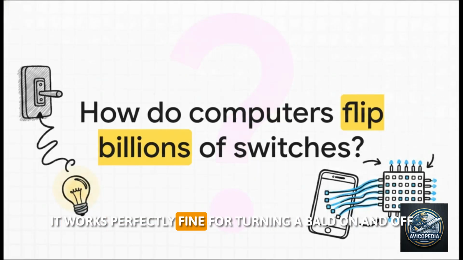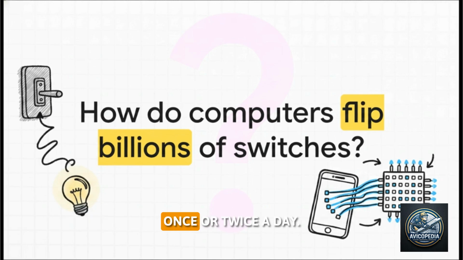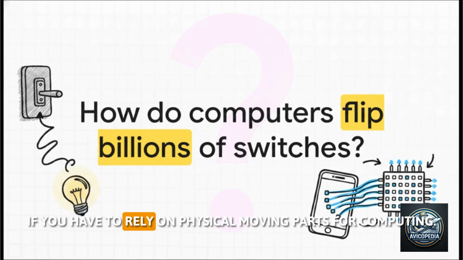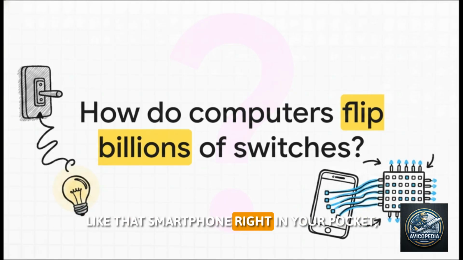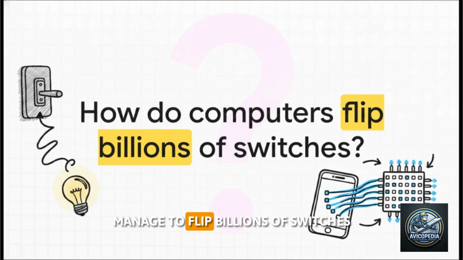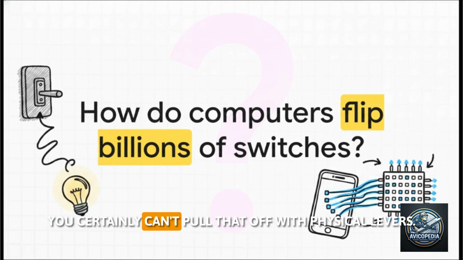You know that light switch on your wall? It works perfectly fine for turning a bulb on and off once or twice a day. But think about it, it's a massive roadblock to technological progress if you have to rely on physical moving parts for computing. So ask yourself, how exactly do our modern devices, like that smartphone right in your pocket, manage to flip billions of switches in just one single second? You certainly can't pull that off with physical levers.